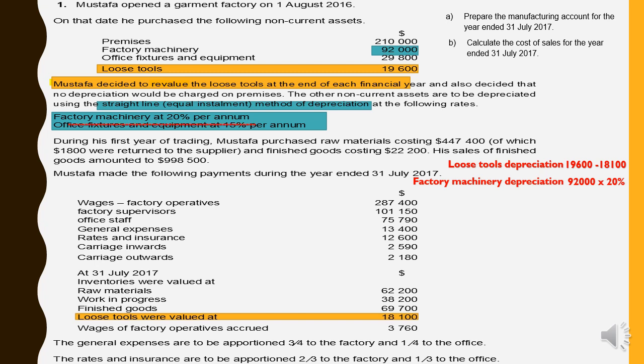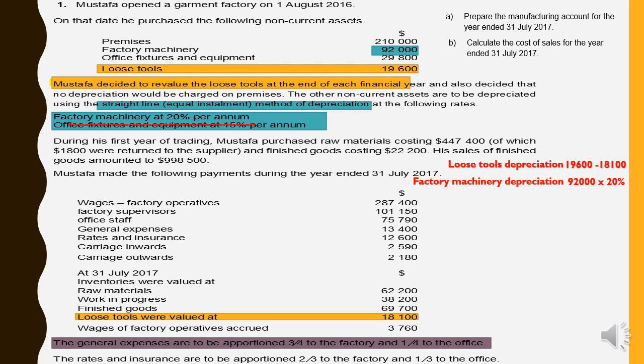Wait, we are doing the manufacturing account. In a manufacturing account, we only take the information related to the factory. Anything that happens in the office fixtures will go to the income statement. In this question we are not going to do the income statement, so I don't want to waste my time calculating the office fixtures depreciation, because that will go to the income statement, not to the manufacturing account. Okay, we continue with the next one.